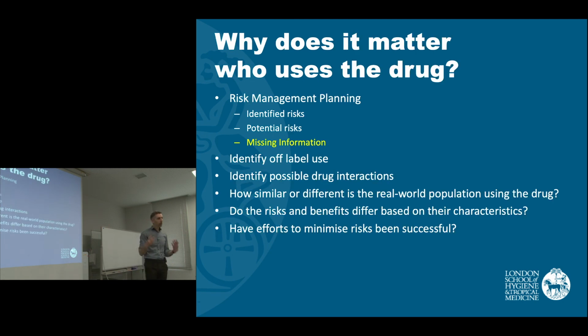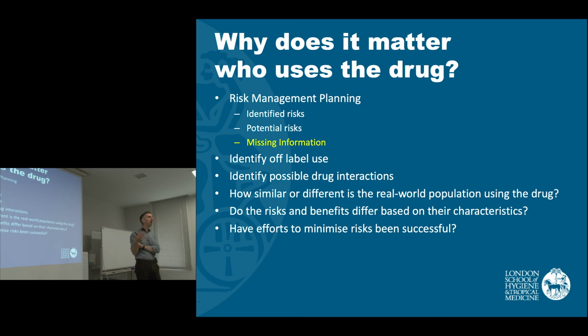So that's one example of drug utilisation and why it's important. But there are lots of other reasons why you would do this kind of research. So why does it matter who uses the drug? Well, if you link it back to what we know in the risk management plan, we know about the identified risks, we know about potential risks, but there's lots of missing information. And this often relates to not knowing how the treatment will work in subpopulations.